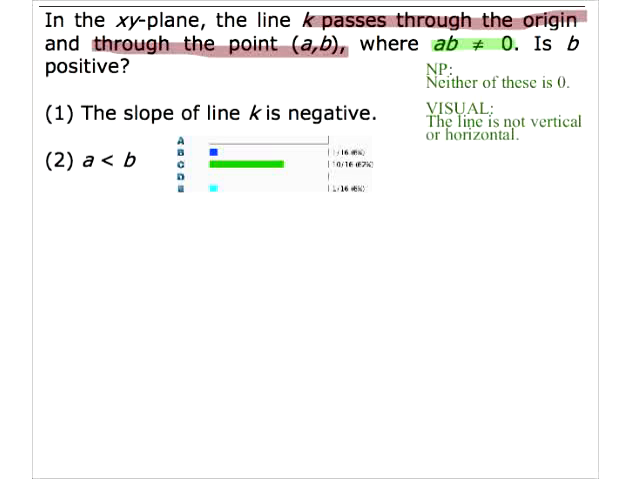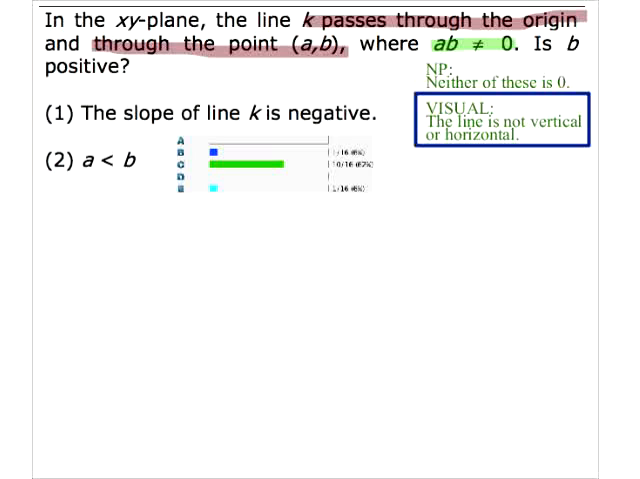Because the line goes through (0, 0). So if it were a horizontal line, then it would be the x-axis and all the b's would be 0. And if it were vertical, it would be the y-axis and all the a's would be 0. So that's important because you know at least that you're going through the quadrants. The line is not vertical or horizontal. That's a takeaway.